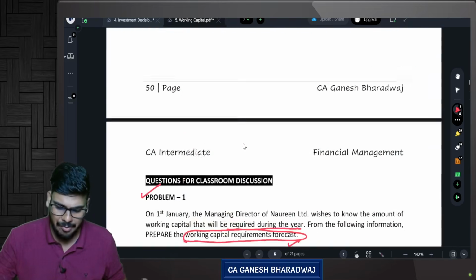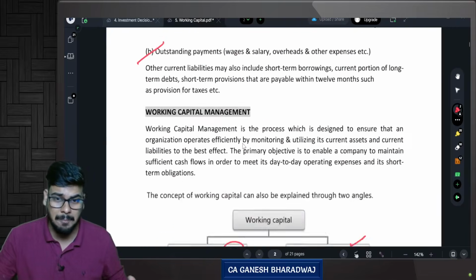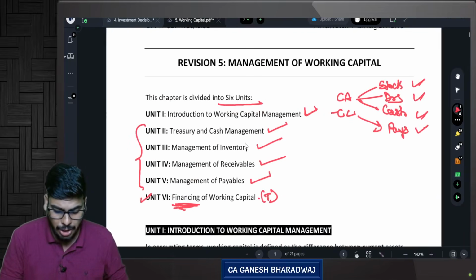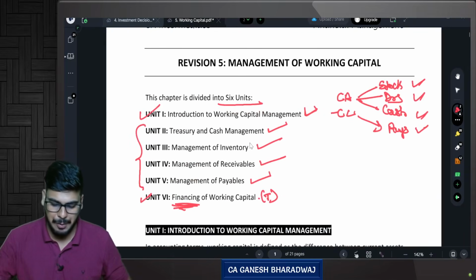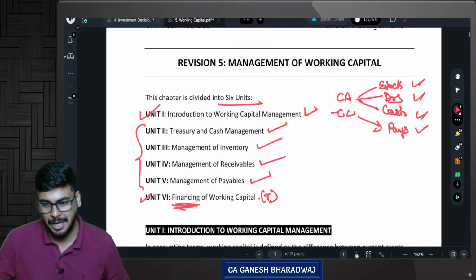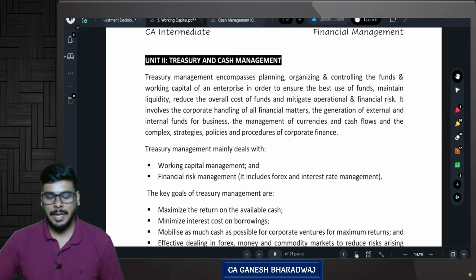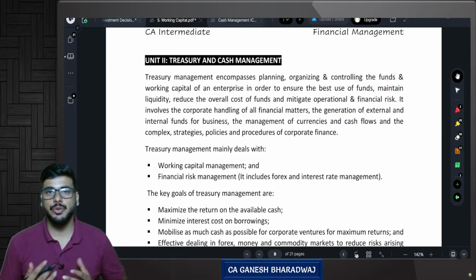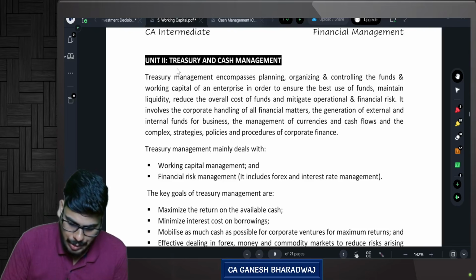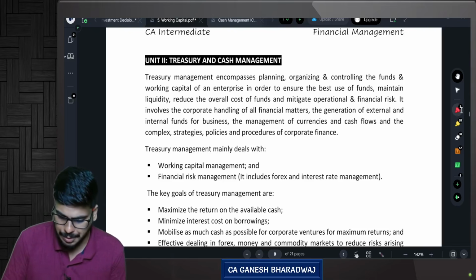So with this, we have finished the first part, which is the most important part, which is introduction to working capital management. So now let's go to the second unit, which is treasury and cash management. Now let's get into the second unit of this particular chapter, which is treasury and cash management.